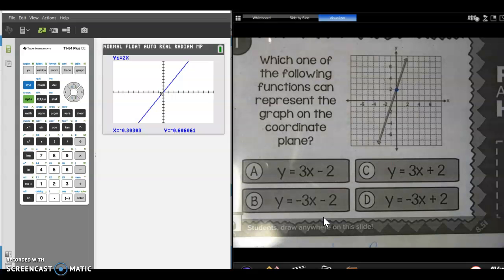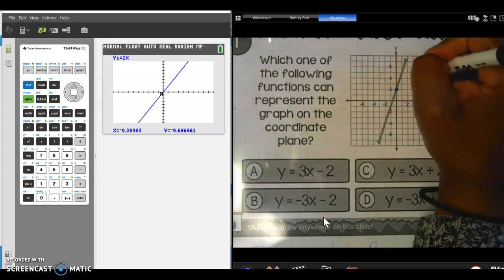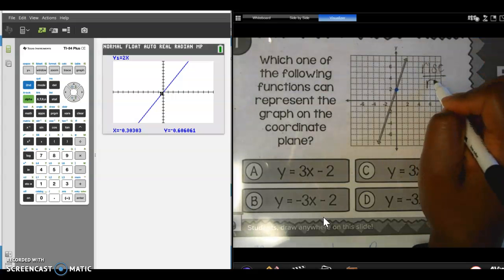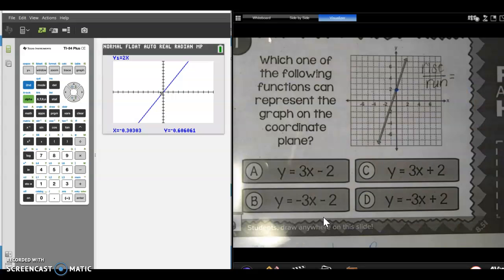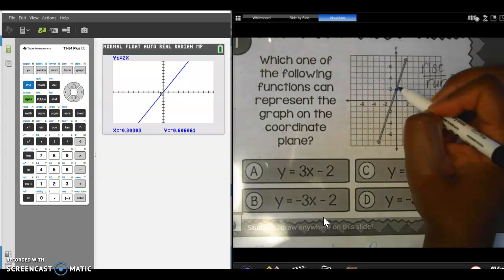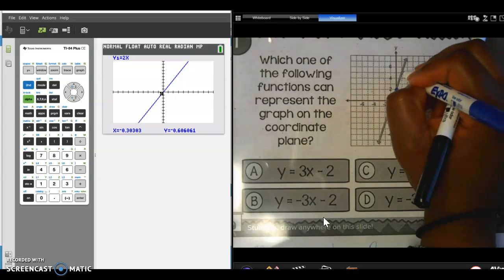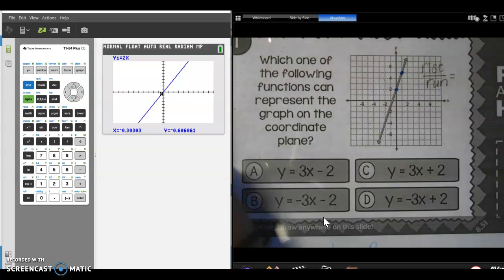Next, I am going to complete my rise over run. Okay? So I have rise over run. So I have 1 point. I need to choose 2 points. I need to choose a point that crosses exactly at an x and exactly at a y. So I'm going to choose this point here, which is 1, 5. Okay. So I have my 2 points.